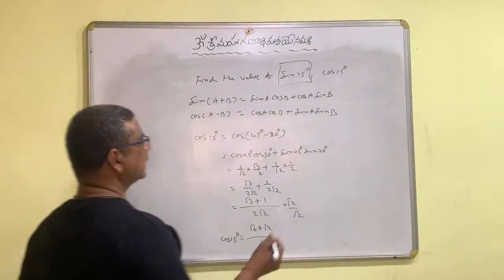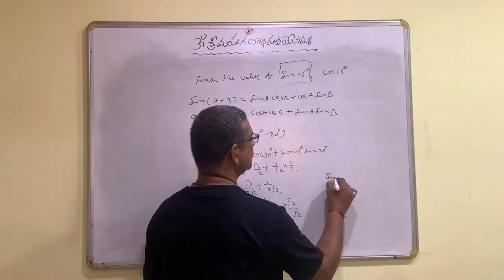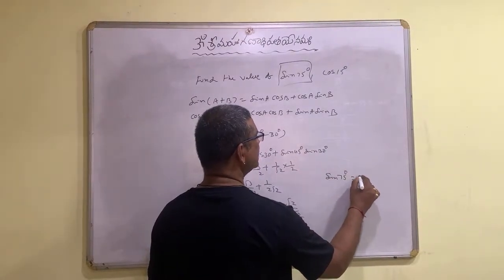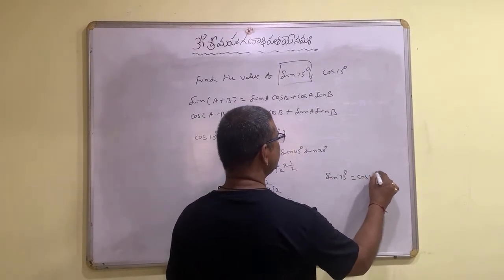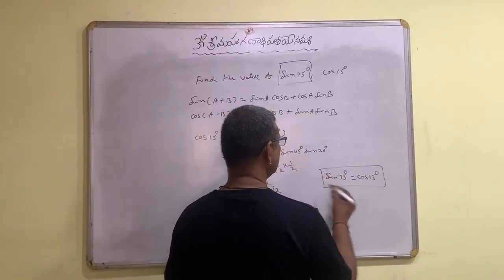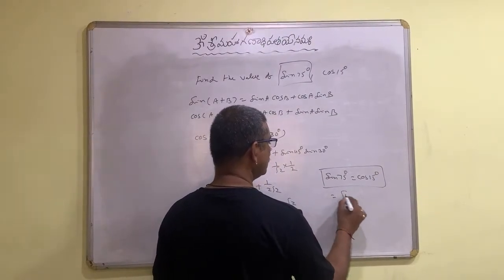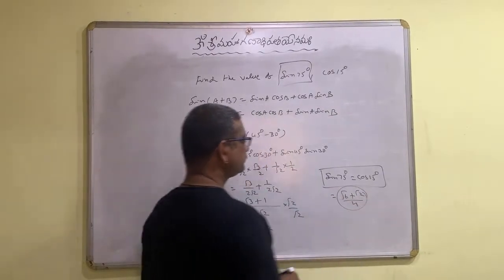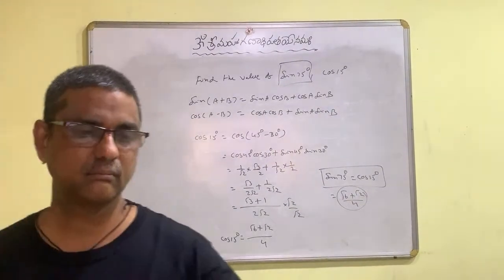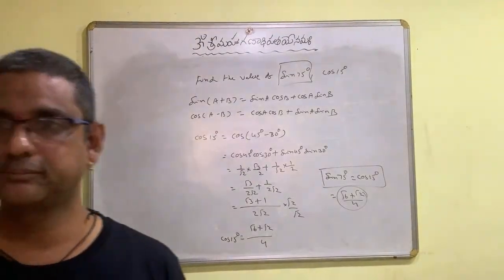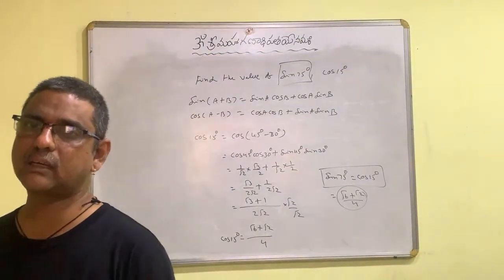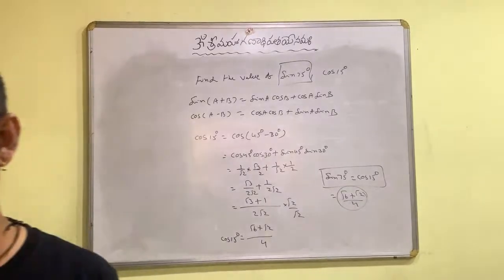So with this, what can we conclude? Sin 75 degrees is equal to cos 15 degrees, which is equal to root 6 plus root 2 by 4. So this is our conclusion.